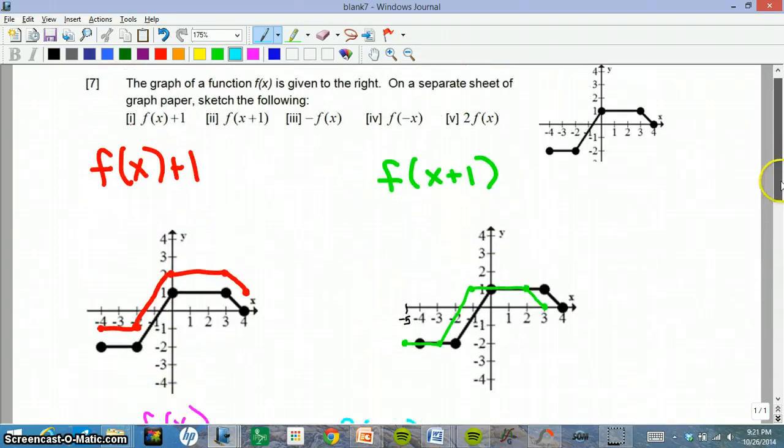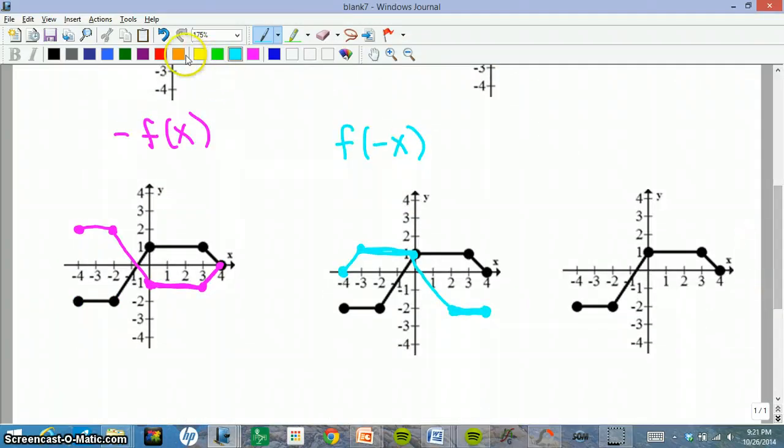And the last function, 2 times f of x. I'll use orange for this. 2 times f of x. So we're just doubling the outputs, which will correlate to a vertical stretch. -4, -2 now becomes double the output. -4, -4. -2, -2 now becomes -2, -4.